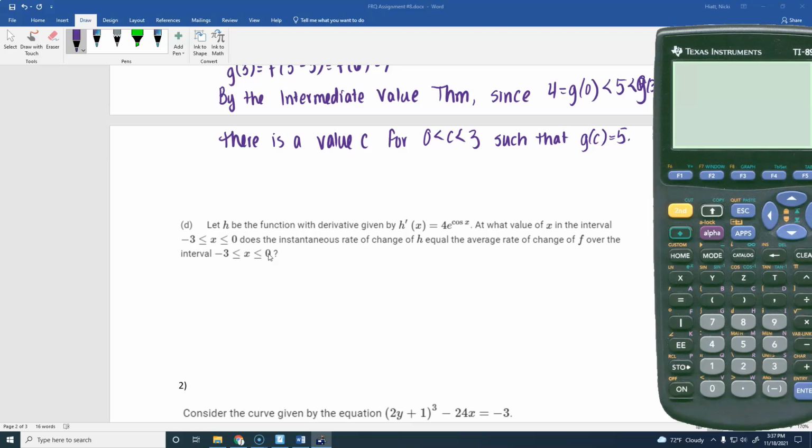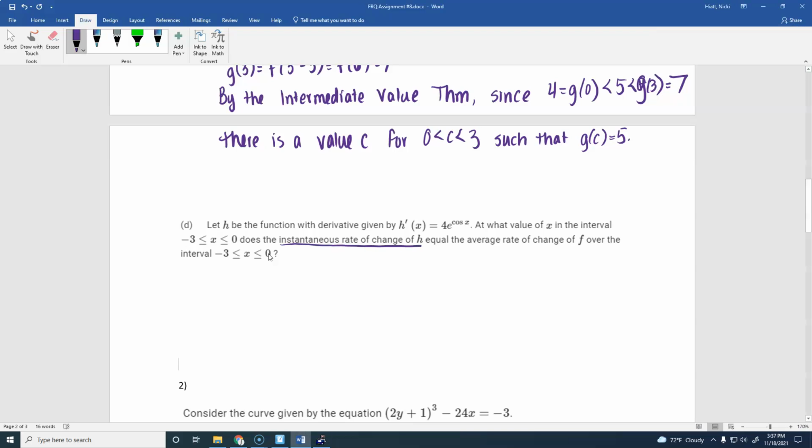So instantaneous rate of change of h has to equal average rate of change of f. So instantaneous rate of change of h is just the derivative. That gives us the rate of change at a specific point. It has to equal average rate of change of not h, but of f over the interval from -3 to 0. So average rate of change is slope through the endpoints.